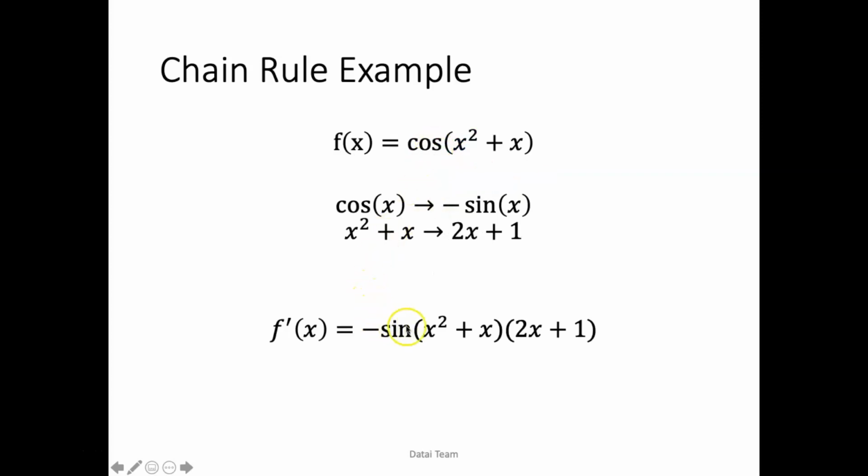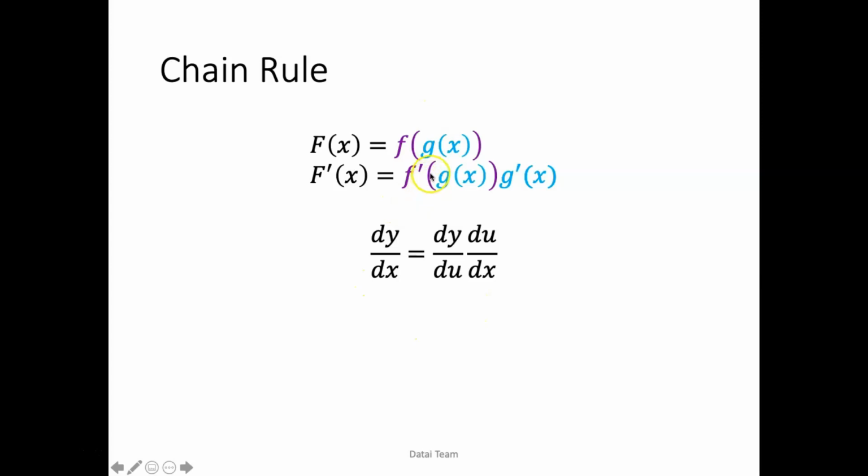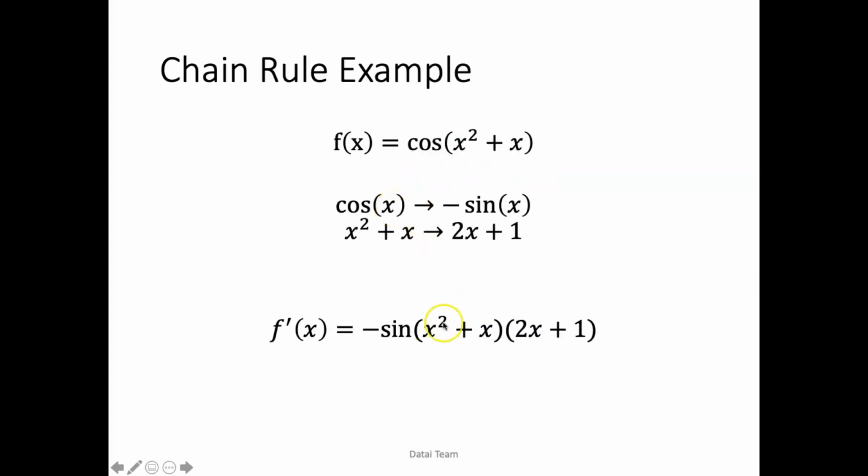We have negative sine, this f prime, then we write g of x as is, so we have x squared plus x, multiplied with the derivative of g of x, which is 2x plus 1.